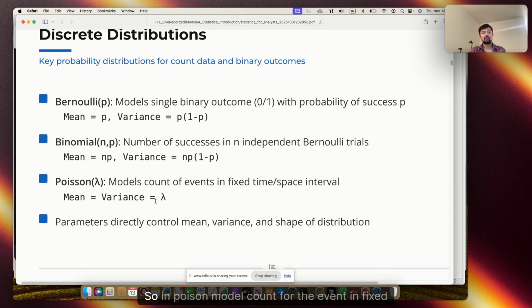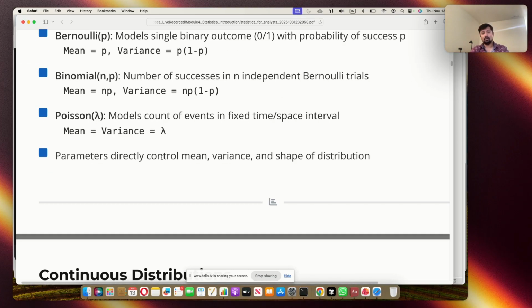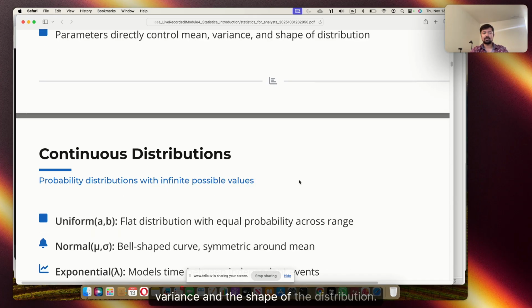Then the Poisson. In the Poisson model, you count events in a fixed time or space interval. So you have counted some kind of events in a fixed amount of time or a space interval, and you get a mean and variance. That is a Poisson distribution. So these are mainly the three kinds of distributions. Try all three when you are checking the distribution of any numerical variable: Bernoulli, binomial, and Poisson, and you will see the differences. These parameters control the mean, variance, and the shape of the distribution.